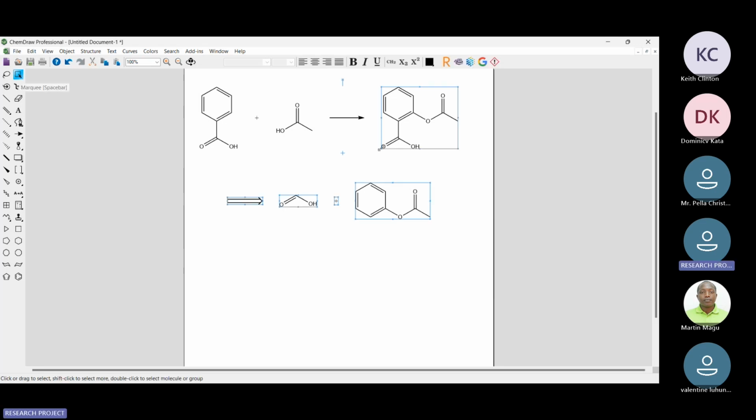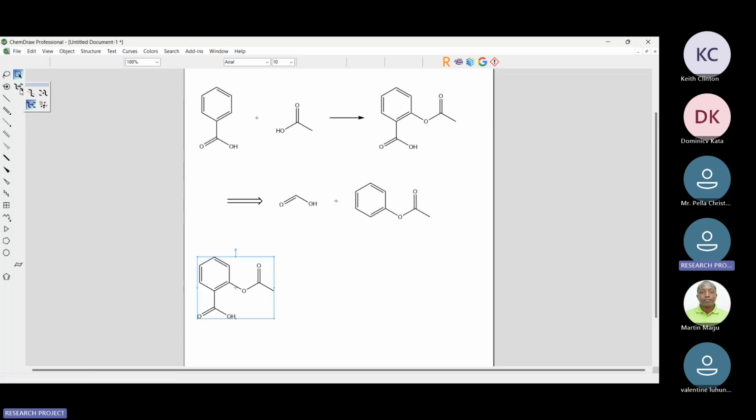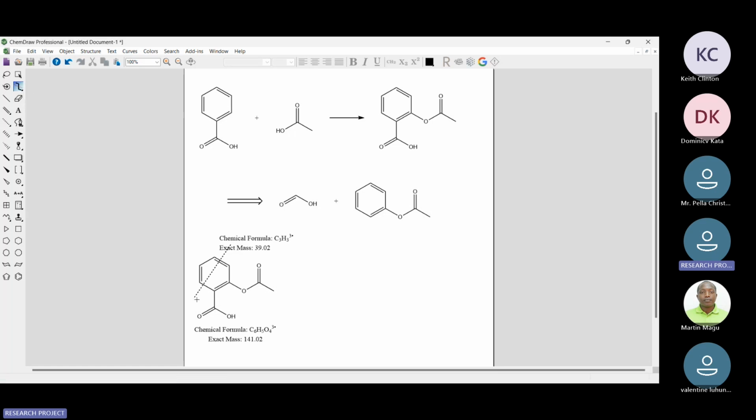I hope we are still together. So I can copy this and I bring it here. And so lastly, I can try to break it down even at the middle. So it gives me the chemical formula, the exact mass, and the fragments.